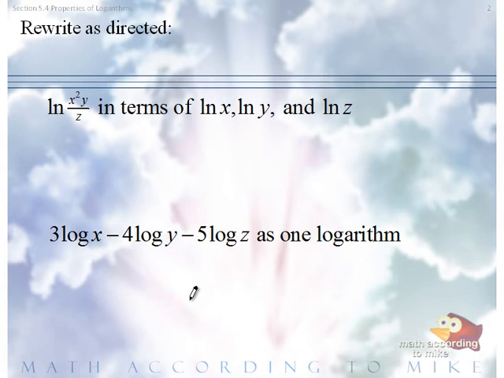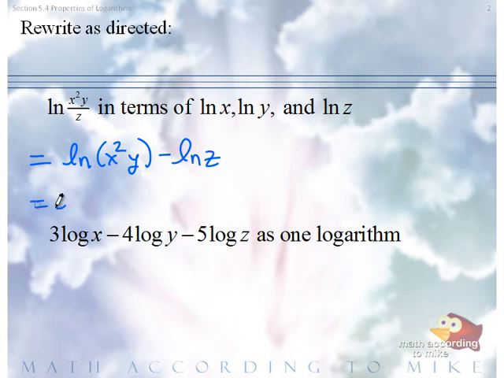Natural log of x squared y all over z. So, starting with the quotient rule, we'll have the natural log of x squared y minus the natural log of z. That's your quotient rule. What does the product rule say next? Minus natural log z. And then the power rule, yep, just says bring the 2 in front.